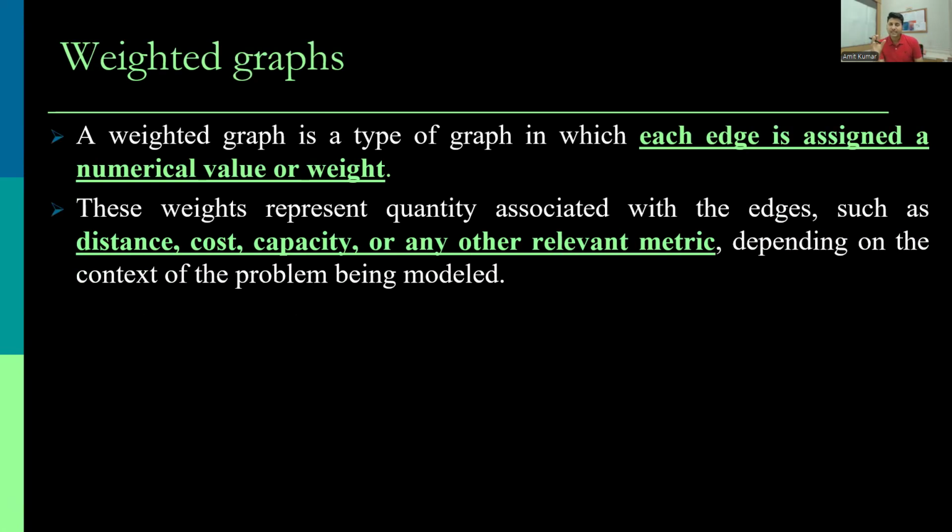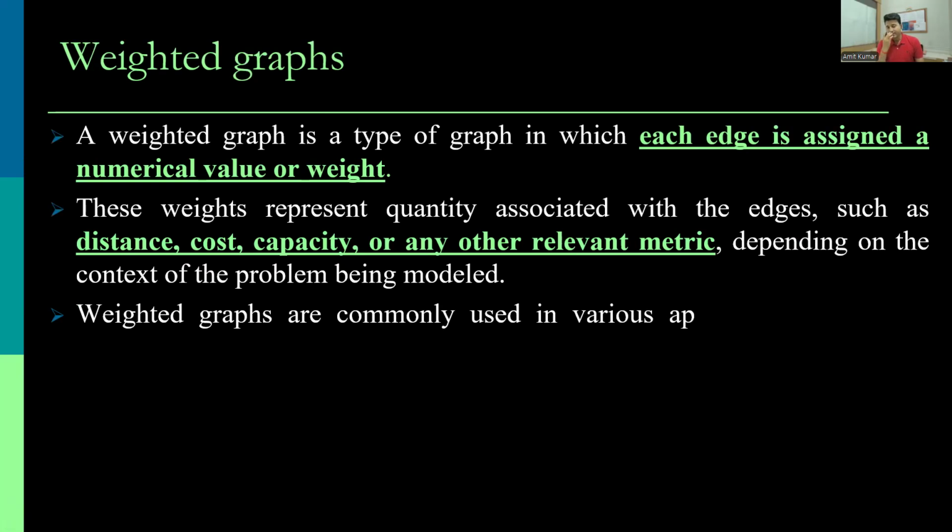It may give you the distance from traveling from point A to point B, and that distance is assigned to that edge as a weight. It may be the cost of traveling from point A to point B. It may be the time or it may be any other relevant metric. So this is how we can define a weighted graph.